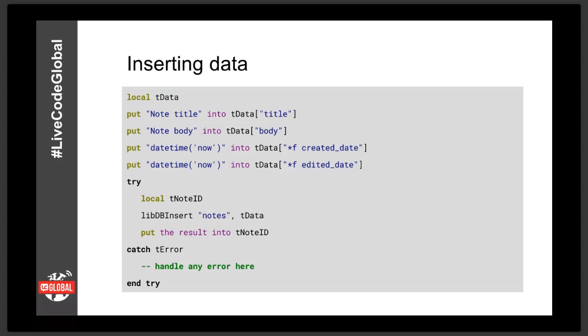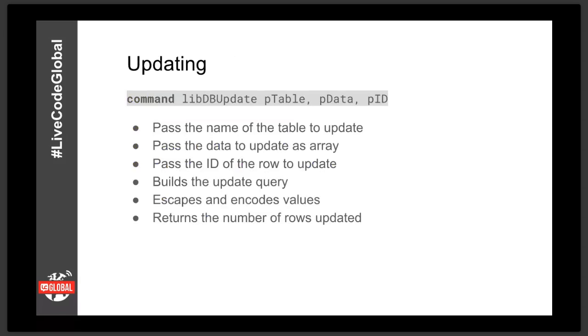So if we didn't put *f, the quotation marks there, the single quotes would be escaped, and that would then all of a sudden break things for the created date and edited date fields. We run libdb insert, and as mentioned in the previous slide, the result returned from libdb is the ID of the note that's just been created. So as I mentioned earlier, each note is given a unique ID, 1, 2, 3, 4, and so on, and that's the note ID that's returned by libdb insert.